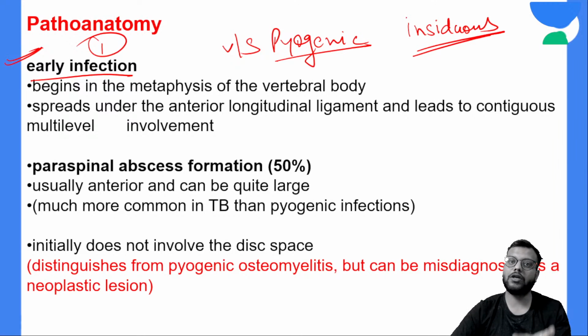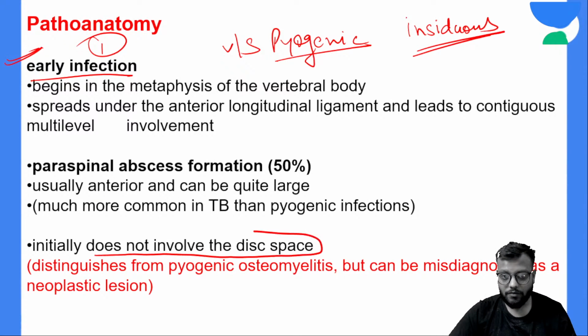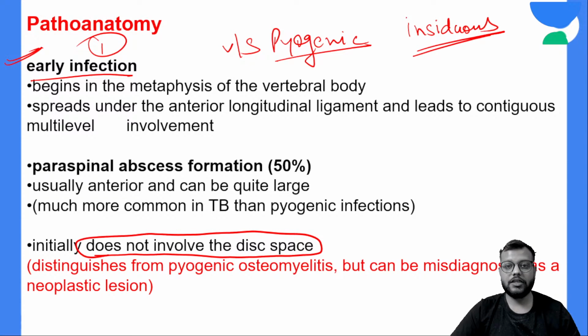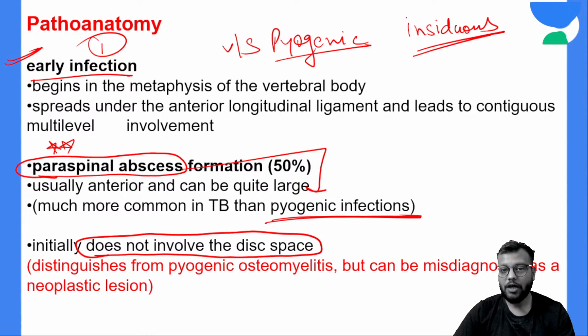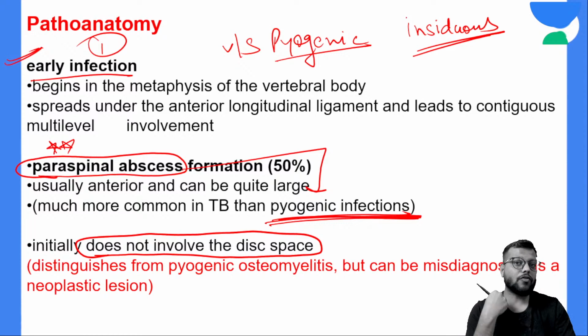It will be involved only in later cases where there will be complete destruction. First of all, there will be no involvement of the disc space in the early stage, whereas in pyogenic infection, the disc becomes infected in the early stage itself, and there will be paraspinal abscesses. These abscesses or pus will be more common in pyogenic infections. In pyogenic infection, these paraspinal abscesses will be seen in almost every case, that too in the early stage only.